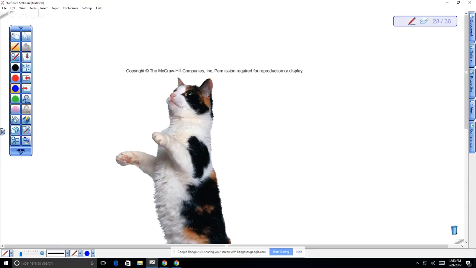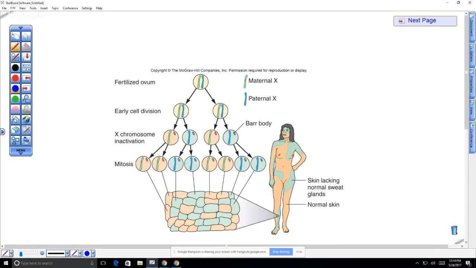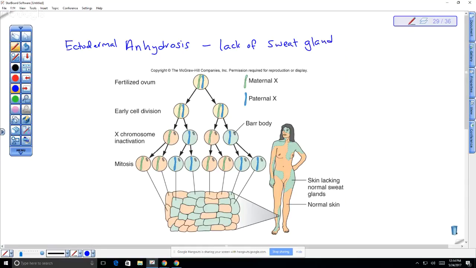Okay. So you could ask, is this ever an issue in females? Well, there is actually one condition that we sometimes see, called anhidrotic ectodermal dysplasia. So ectoderm is the outer skin, and anhidrosis means lack of sweat glands. In this particular instance, there is a mutation on one of the X chromosomes that makes it so that the skin does not produce sweat glands.